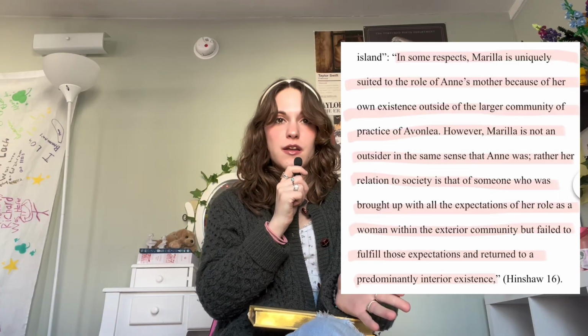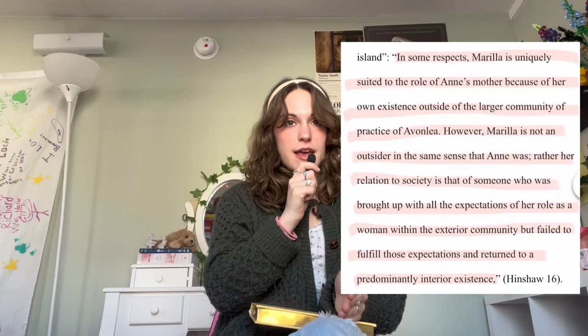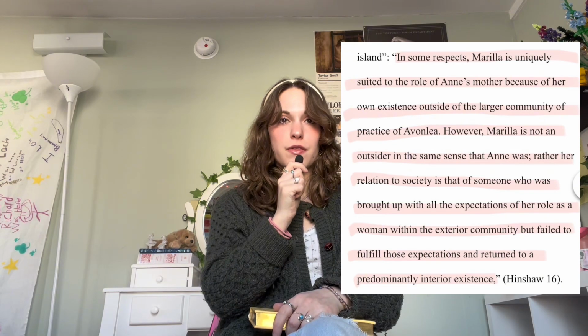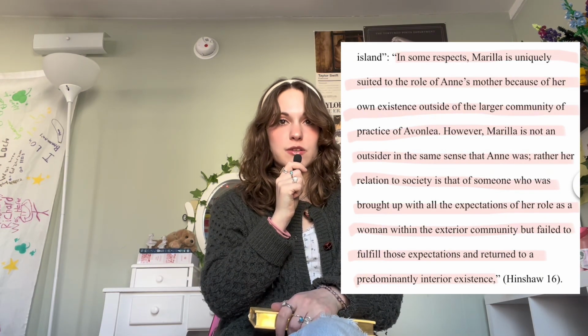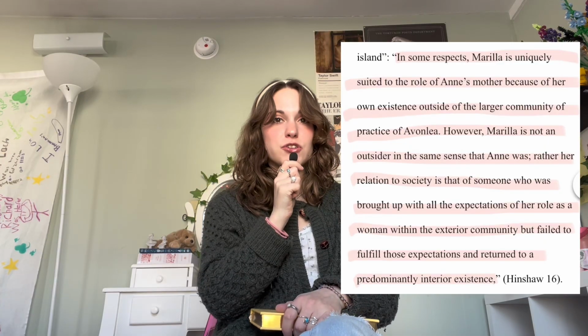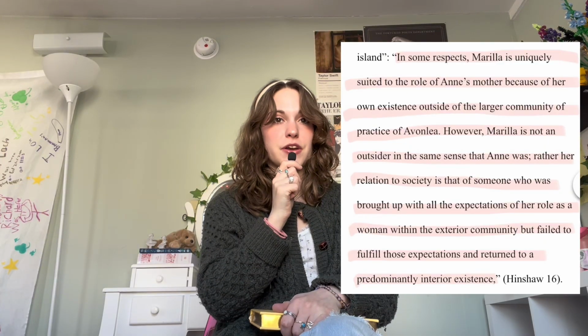However, Marilla is not an outsider in the same sense that Anne was. Rather, her relation to society is that of someone who was brought up with all the expectations of her role as a woman within the exterior community, but failed to fulfill those expectations and returned to the predominantly interior existence. The pressure that Marilla puts on Anne to conform to traditional gender roles partially comes from a place of understanding, because Marilla doesn't particularly conform to gender roles.